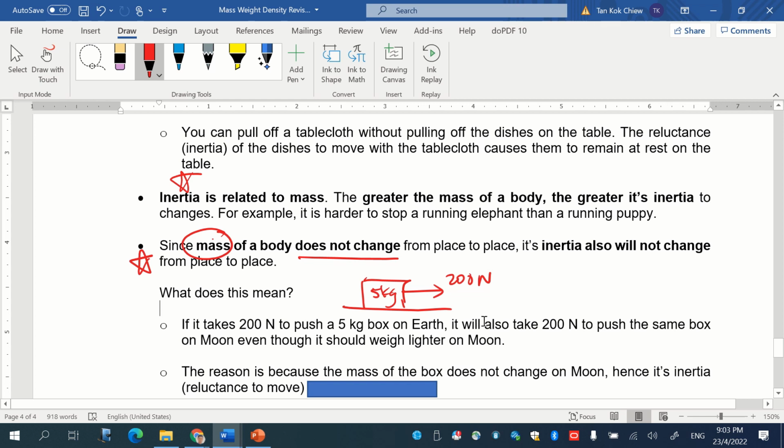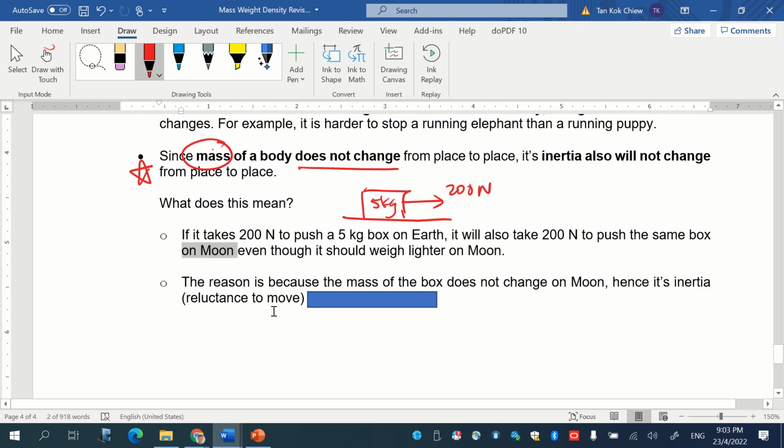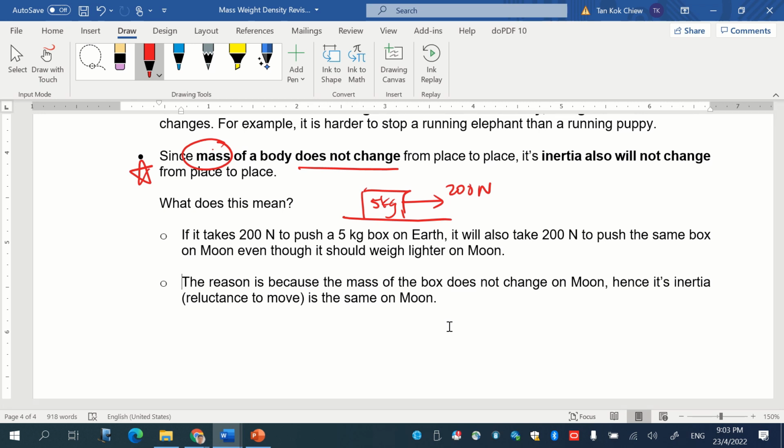That's why it will also take 200 Newton to push the same box on the Moon, even though it should weigh lighter on the Moon. The reason is because the mass of the box does not change on the Moon. Hence, the inertia does not change. The inertia means reluctance to move when you give it a push. Since the reluctance is the same, therefore the amount of force that you need to move it will still stay at 200 Newton. So it's with the same ease.